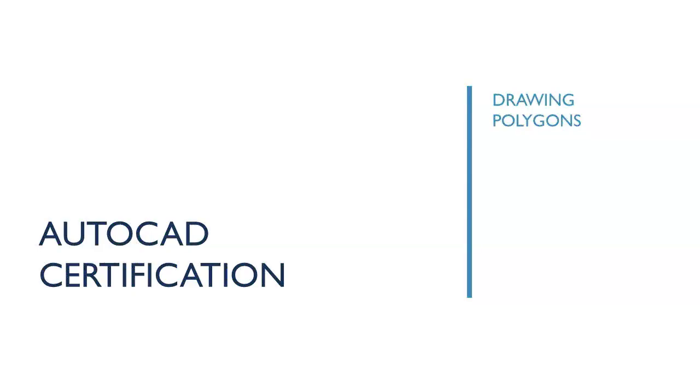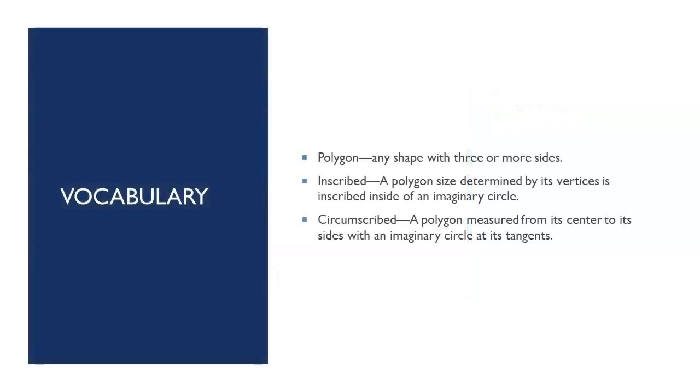In this video, you will learn how to draw polygons in AutoCAD. Let's first get acquainted with a few vocabulary terms. First off, what is a polygon? A polygon is any shape that has three sides or more. There are two methods for drawing polygons.